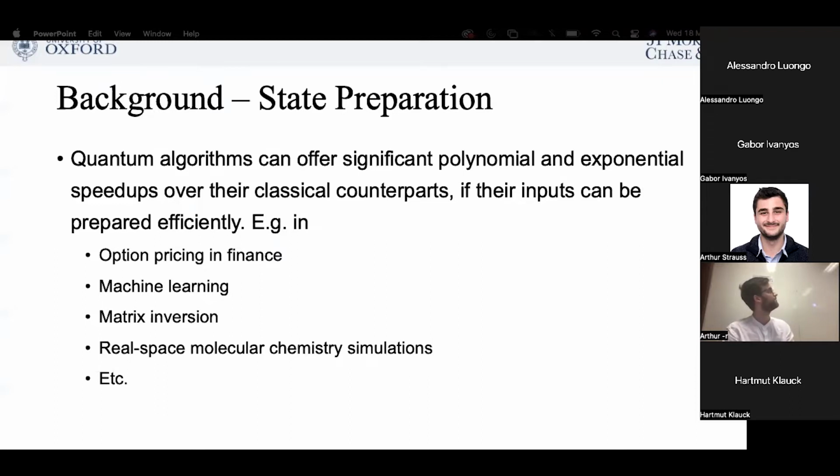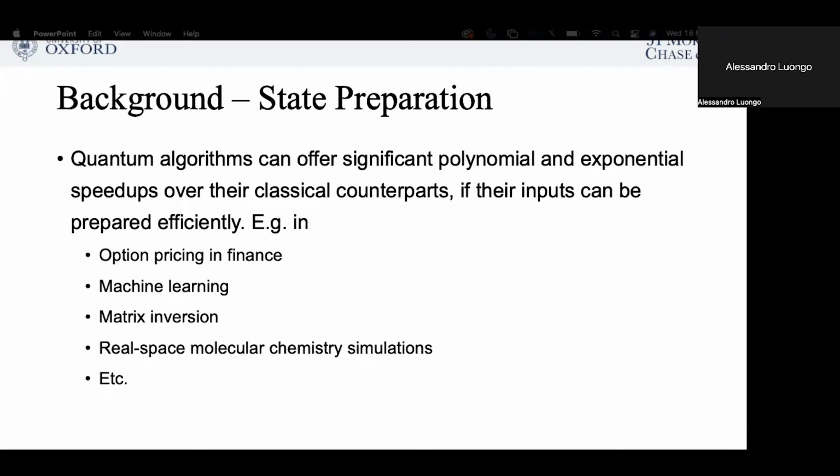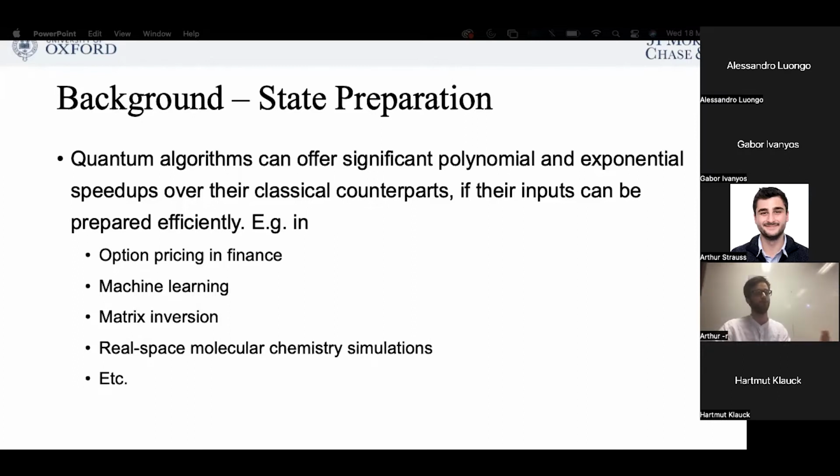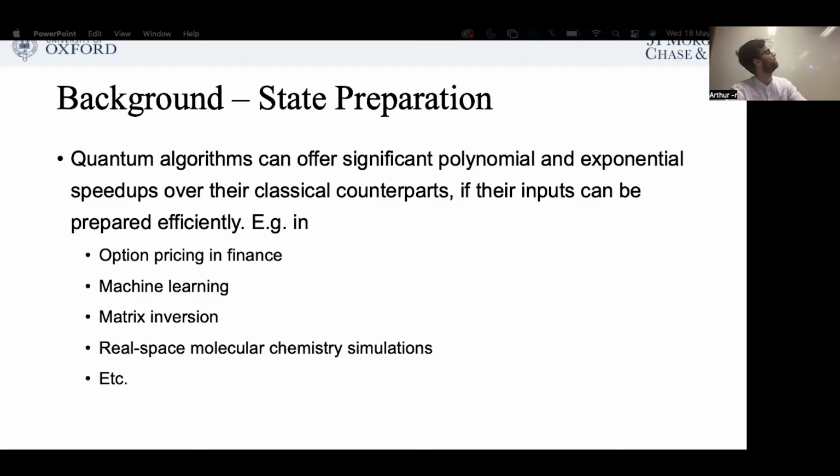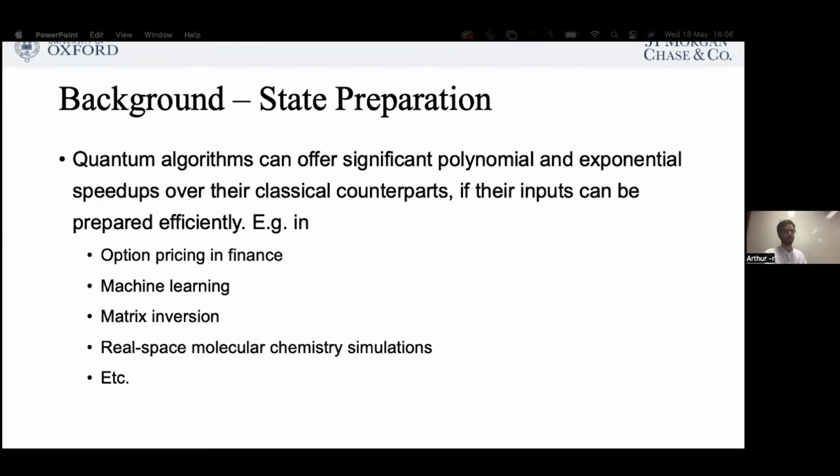Before I go into the algorithm, I'm going to present some information motivating the problem of state preparation. Then I'm going to summarize some of the existing work in the space, and then I'll present the algorithm. The problem of state preparation is important because there are a range of quantum algorithms that give both polynomial and exponential speedups over their classical counterparts, but only if their inputs can be prepared without introducing any new bottlenecks. In particular, in this work, we're concerned with inputs that correspond to discretized continuous functions.